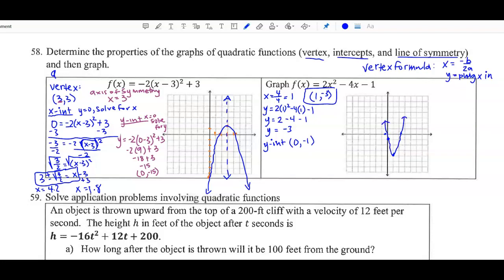Okay, but it would look something like that, and then again our line of symmetry is going to be at x equals 1.